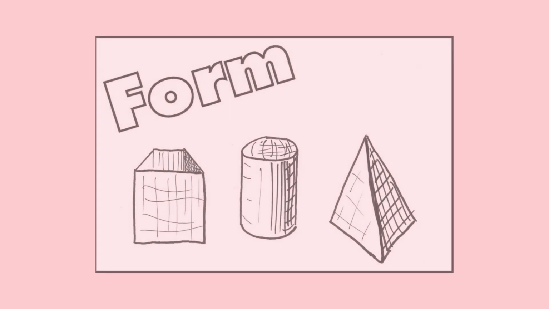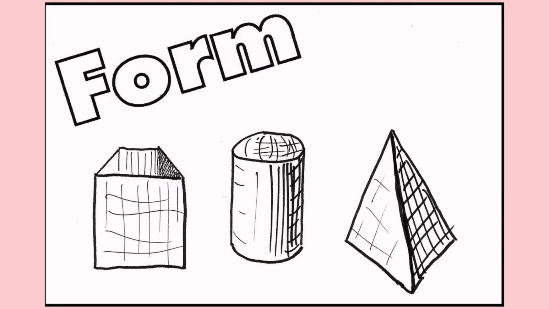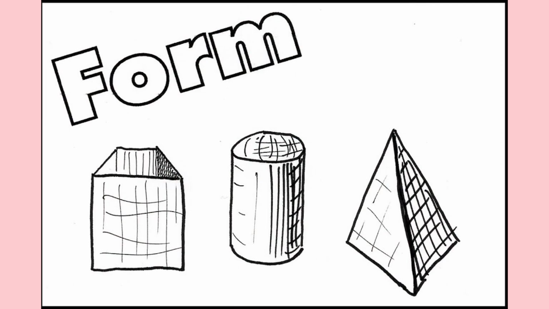Form is a shape that exists in all 3 dimensions. It is 3-dimensional, so it has height, width, and depth, and it is something that you could walk around. Cubes, cylinders, and spheres are all examples of forms that can be drawn on a flat surface. Shading and perspective are 2 techniques that can be used to turn a flat shape into a form.